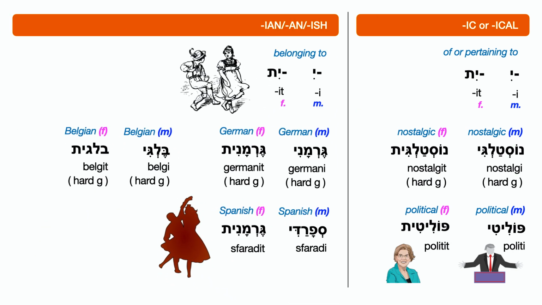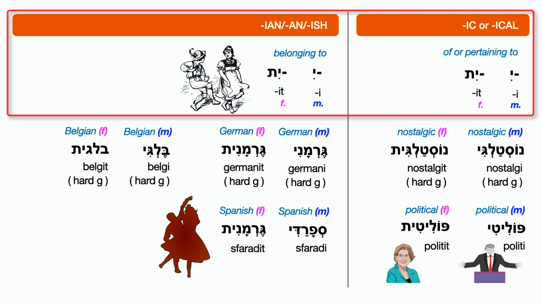The suffixes corresponding to ic or ical, which means of or pertaining to, or ian, an, or ish, which means belonging to, follow the same rules. If it's referring to a male, it ends with an i. And if it's referring to a female, it ends with it. Let's look at some examples.